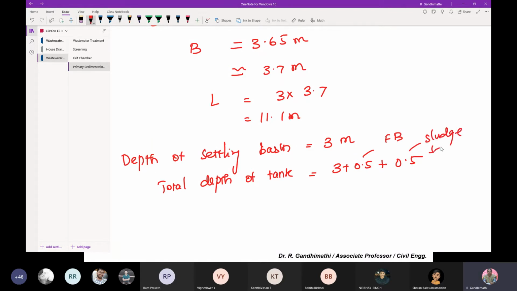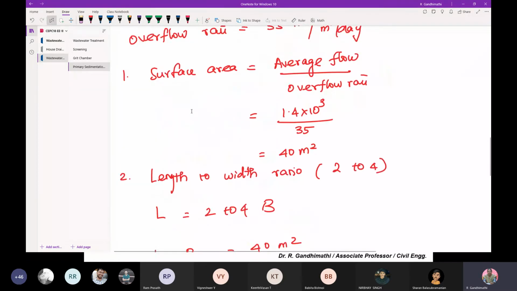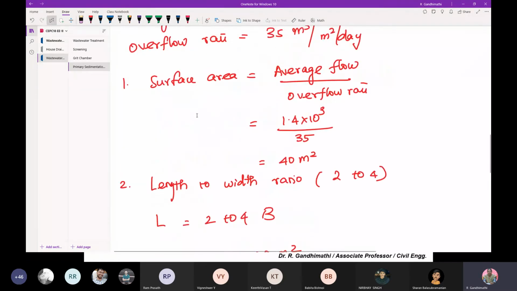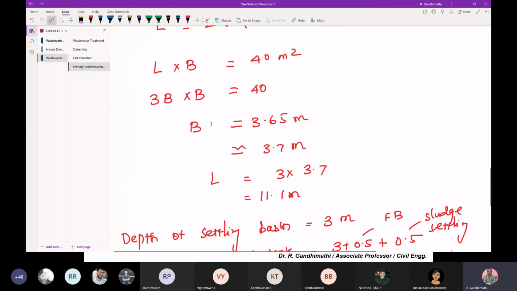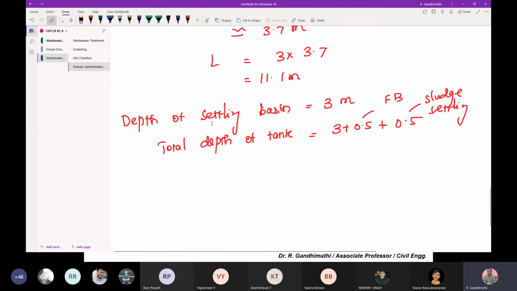Okay, these designs are very simple. The only thing is you have to remember the ratio of length to width. Another one is the overflow rate. If it is given directly, you just calculate the surface area, assume the length to width ratio, and then find out the length as well as breadth of the chamber. And then for depth, generally we provide 3 meter for the settling basin.